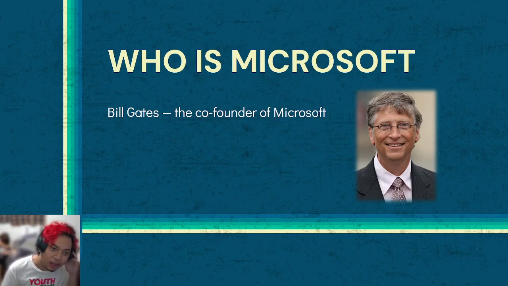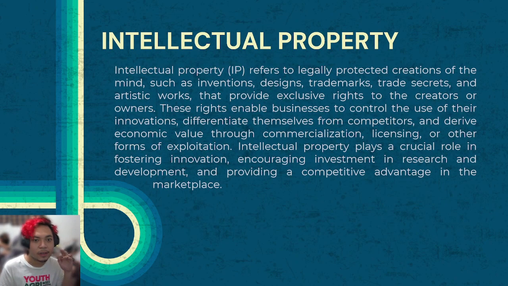Now that I have introduced Bill Gates as the co-founder of Microsoft, let's talk about the intellectual property. So, in general, intellectual property or IP refers to legally protected creations of the mind, such as inventions, designs, trademarks, trade secrets, and artistic works that provide exclusive rights to the creators or owners. These rights enable businesses to control the use of their innovations, differentiate themselves from competitors, and derive economic value through commercialization, licensing, or other forms of exploitation.